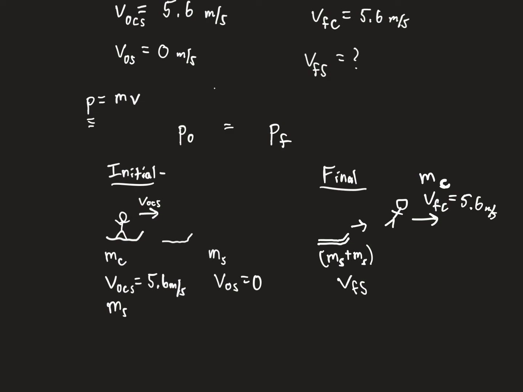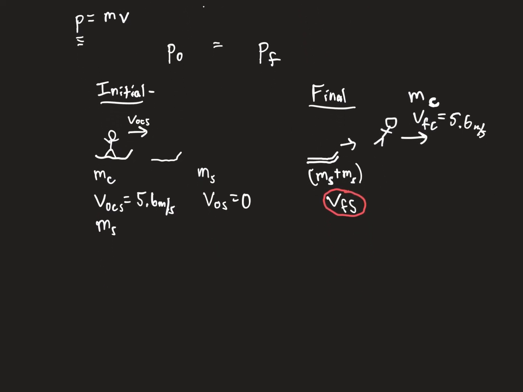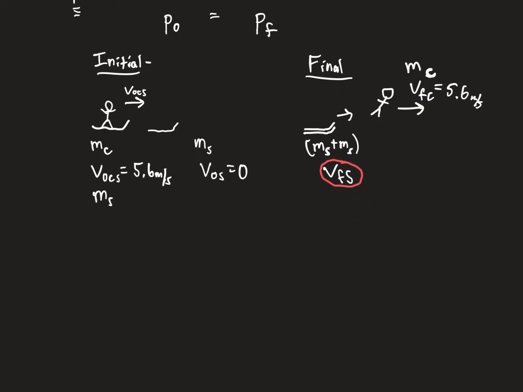What am I trying to find? Which one of those variables? V final of the sleds. This is what I'm looking for. Always good to kind of take stock once you've written everything down of what you're looking for. So let's write down the conservation of momentum for this problem based on all these things that we got out of these pictures. Initial velocity, so the initial situation.